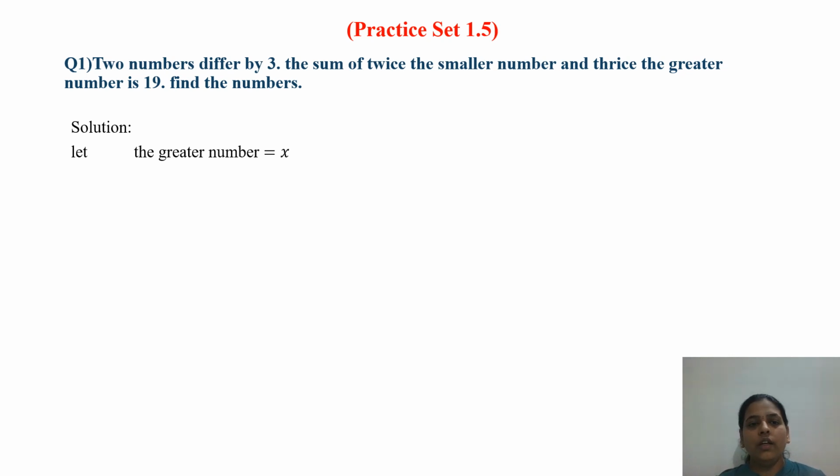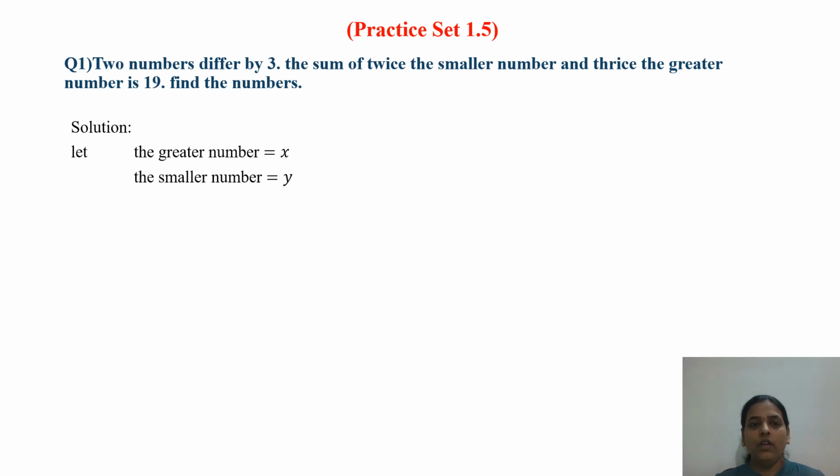Let the greater number be x. Next, the smaller number is y. Why? Because in our question the smaller number and the greater number are related to each other. So we let the greater number be x and the smaller number be y.